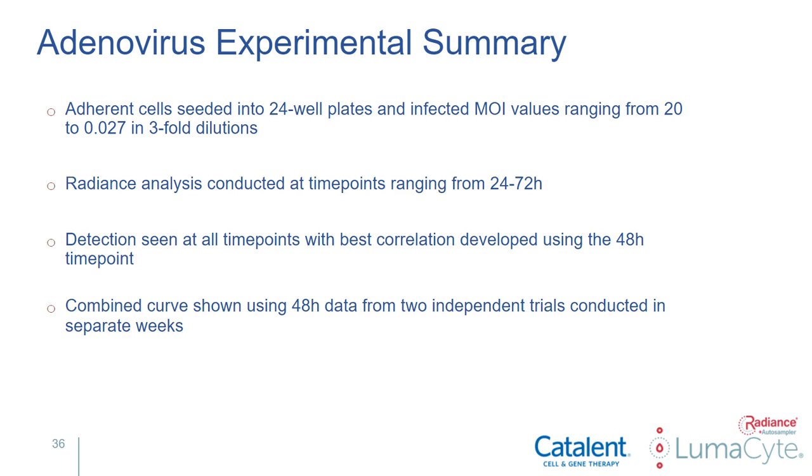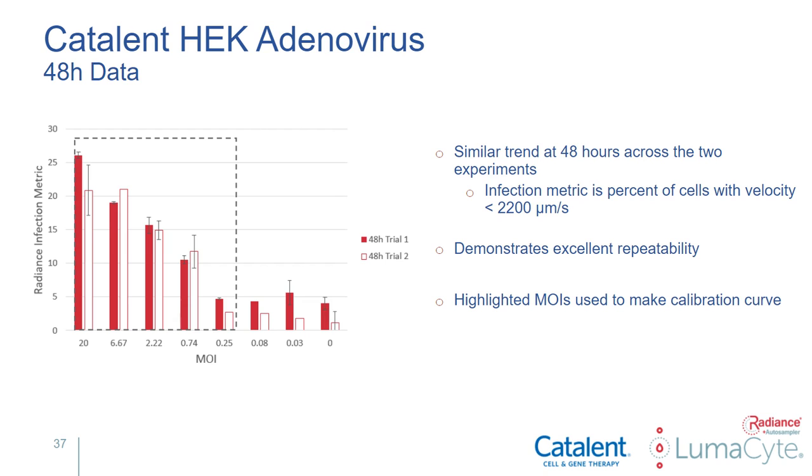And although the infection was detected at all time points that were measured, the best correlation was developed using the 48-hour time point. And again, in the next slide, I'll show you a combined curve using these two independent trials conducted over 2 separate weeks at this 48 hours. And here's the data. And as you can see, there are similar trends at 48 hours across the 2 experiments. And here the infection metric in this case is the percentage of cells with velocity less than 2200 micrometer per second. And this, as you can see from the graph, demonstrates excellent repeatability.